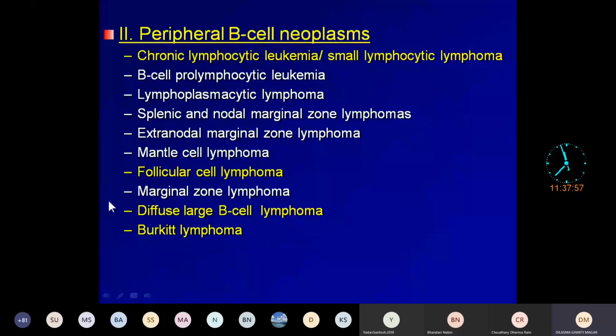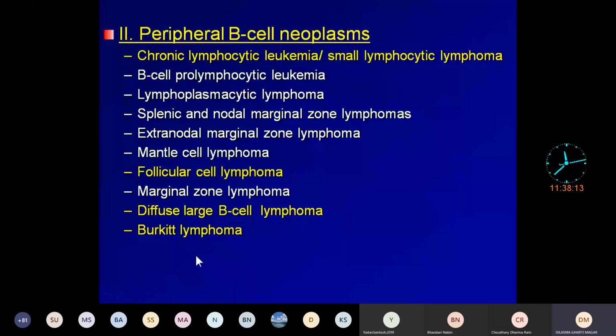And then the follicular cell lymphoma. It is important, and it must have been taught to you. And then the marginal zone lymphoma is there, and then the diffuse large B cell lymphoma, and then the Burkitt lymphoma. Yesterday, Sir was telling me that he finished the Burkitt lymphoma.